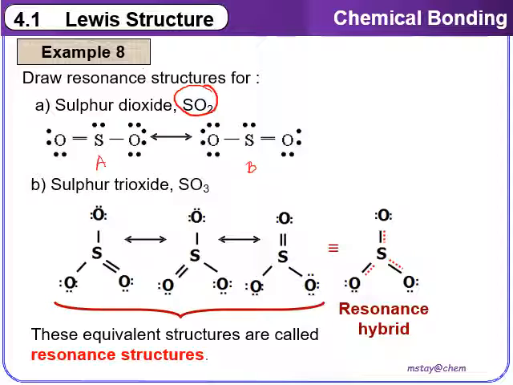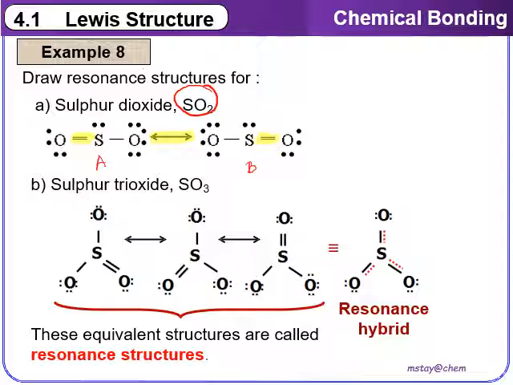You can see in structure A, the double bond is on the left side, while in structure B, the double bond is on the right side. At the same time, there is 1 single bond, 1 double bond, and sulfur has 1 lone pair of electrons. So in this case, they are resonance structures. In between them, we use this arrow to represent it.